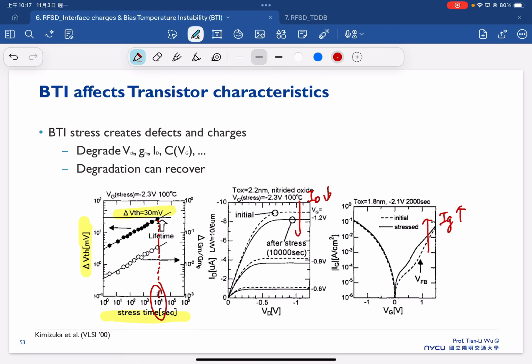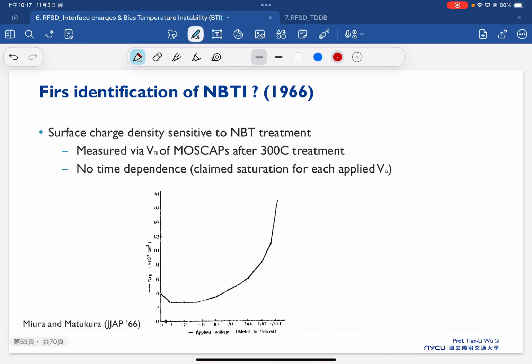So let's look at some of the papers. The first identification of NBTI is already from 1966. So now you can see that all the reliability issues have been discovered since the beginning of the semiconductor, but it has been more than 60 years for the semiconductor, and we're still suffering this issue.